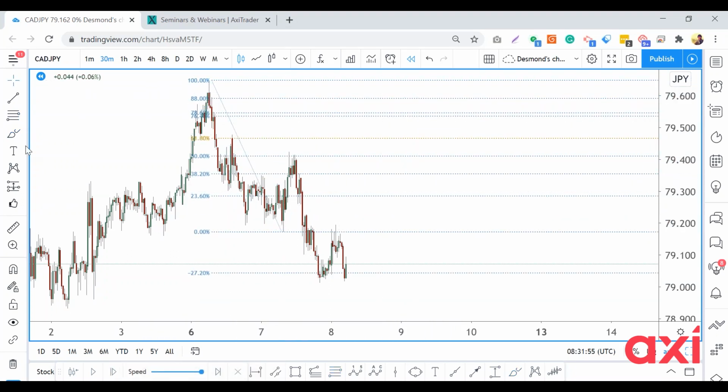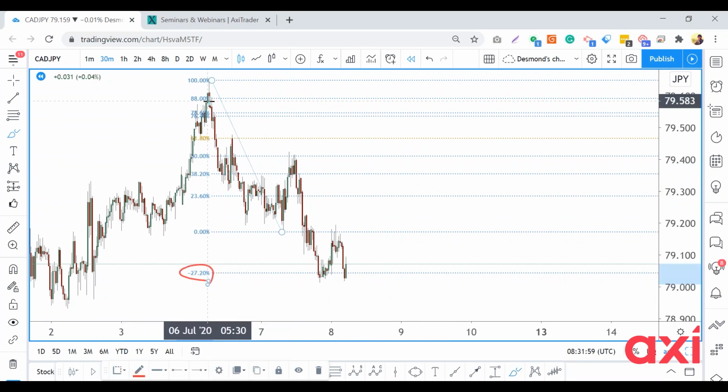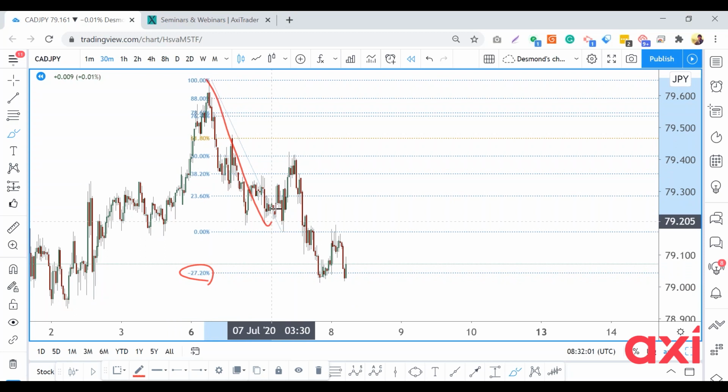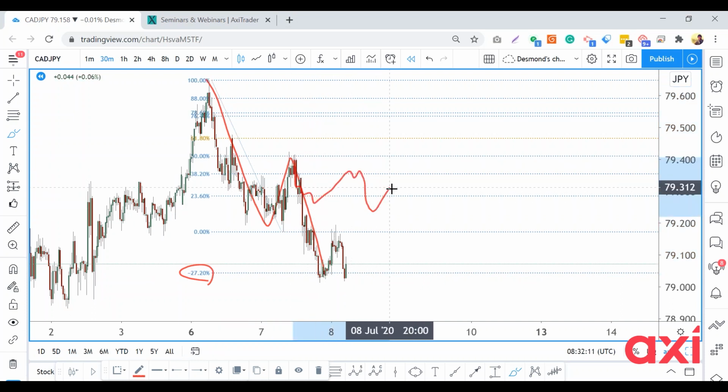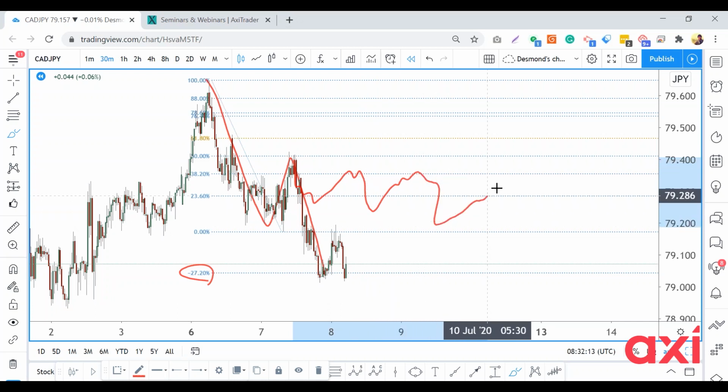What do I mean you need a nice price structure, right? How a negative 27% retracement works very well is that when price comes down, it goes up. You're looking for a clear movement down. You're not looking for a movement like this. You're not looking for this kind of movement.